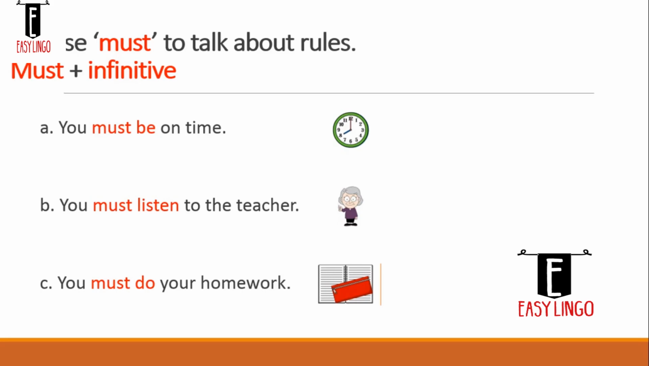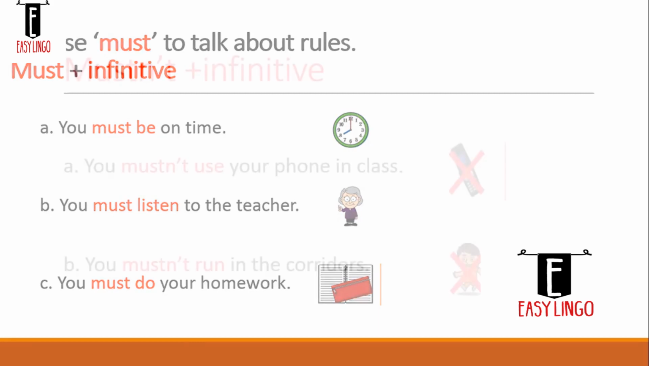Must is used to talk about rules. It's used to express obligation, like the things we need to do or we have to do. Must is followed by an infinitive verb. For example, you must be on time. You must listen to the teacher. You must do your homework.